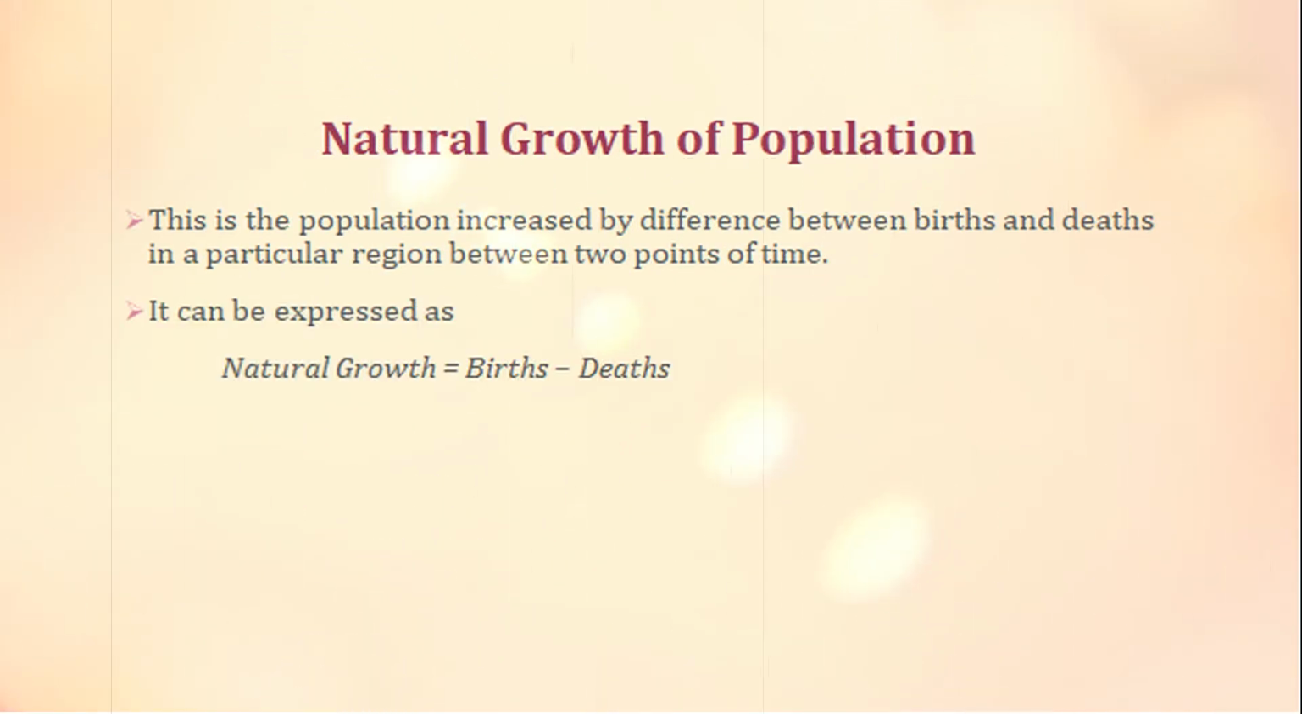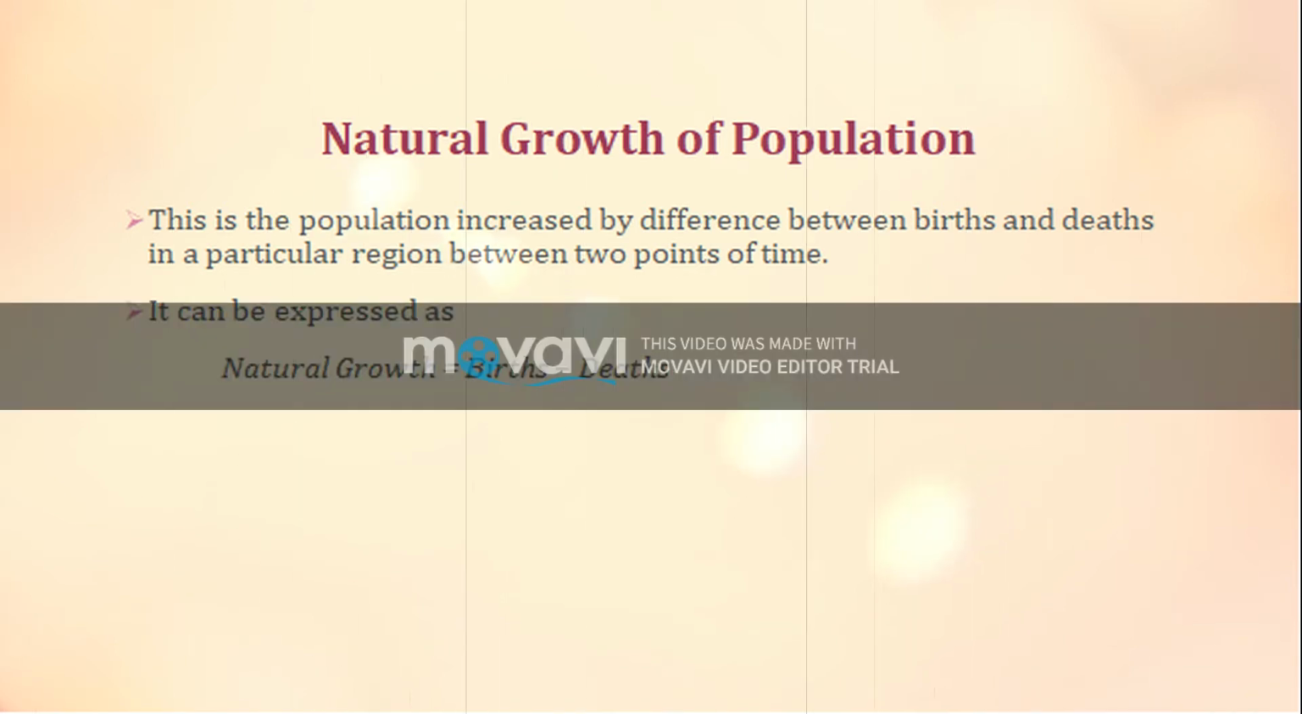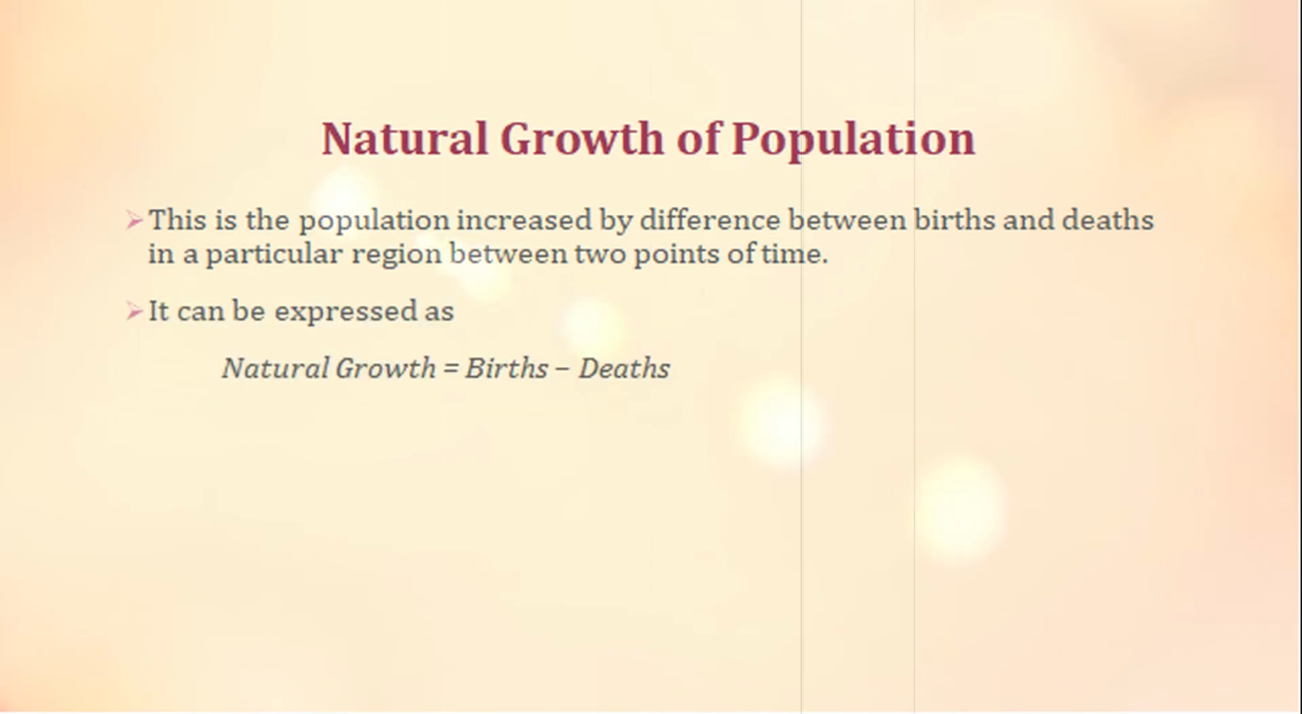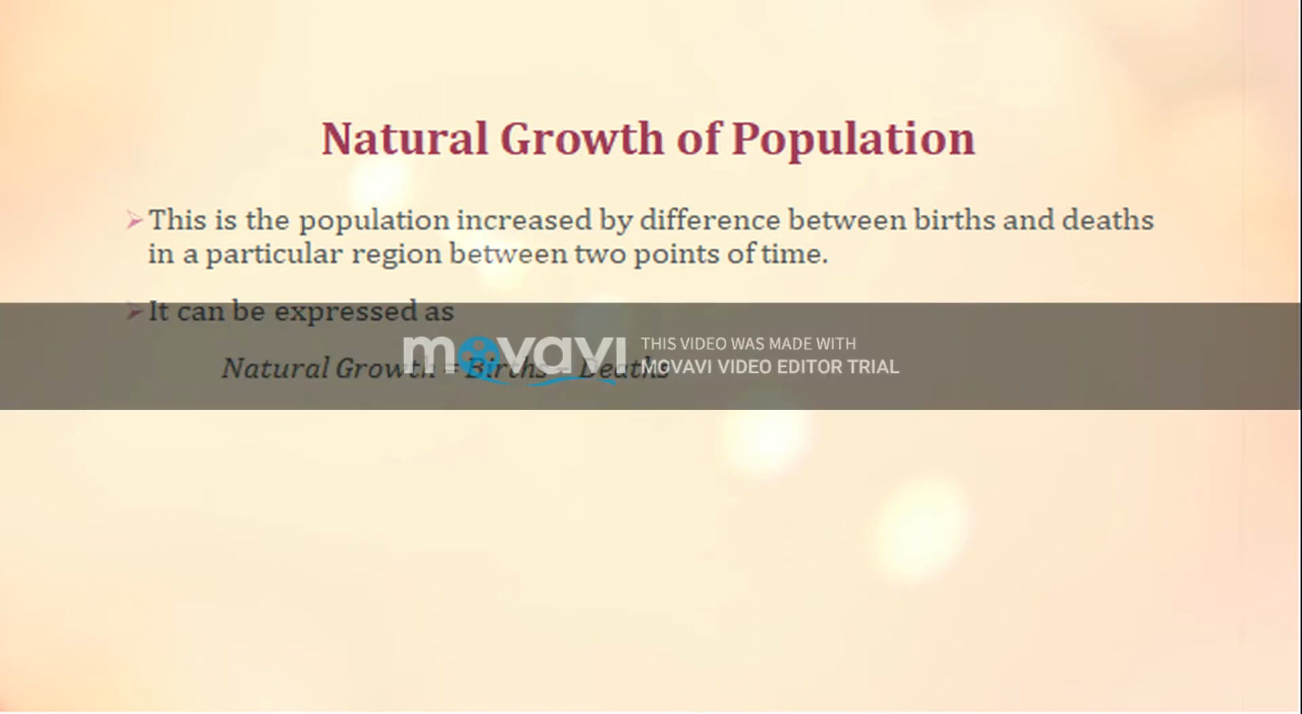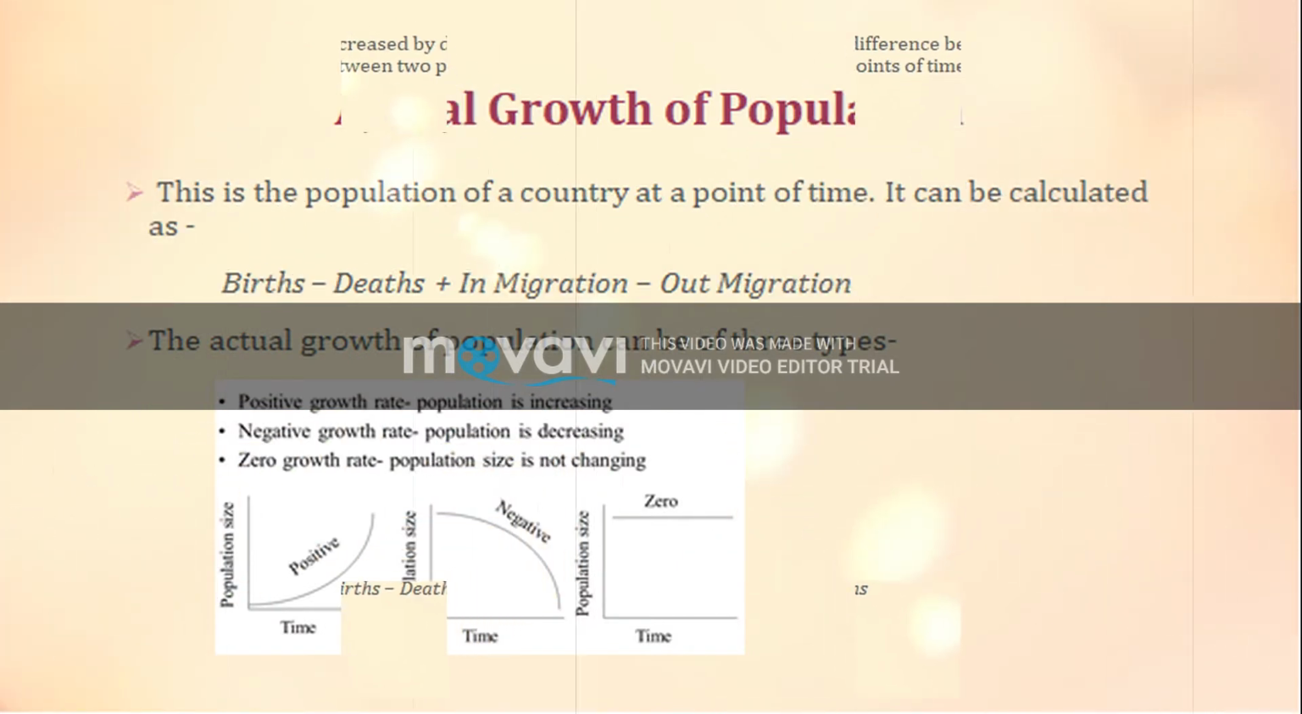Growth of population can be natural or actual. First, we will understand the natural growth of population. It is the population increased by the difference between births and deaths in a particular region between 2 points of time. It can be expressed as natural growth equals recorded births minus recorded deaths. It means the birth rate in the area is higher than the death rate. Hence, it leads to growth of population in a natural way.